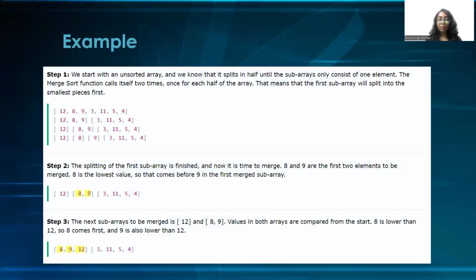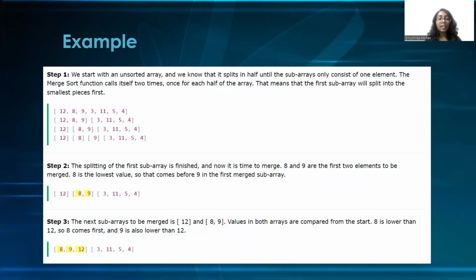So here is an example for merge sort. Step 1, we start with an unsorted array and we know that it splits in half until the subarrays only consist of one element. The merge sort function calls itself two times, once for each half of the array. That means that the first subarray will split into the smallest pieces first. So the unsorted array here is 12, 8, 9, 3, 11, 5 and 4. Here we take the mid as 3 and the first subarray is 12, 8, 9 and the second subarray is 3, 11, 5 and 4.